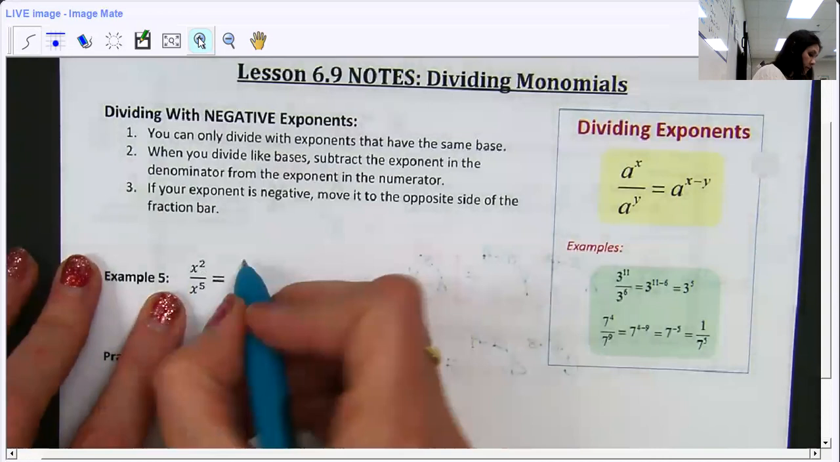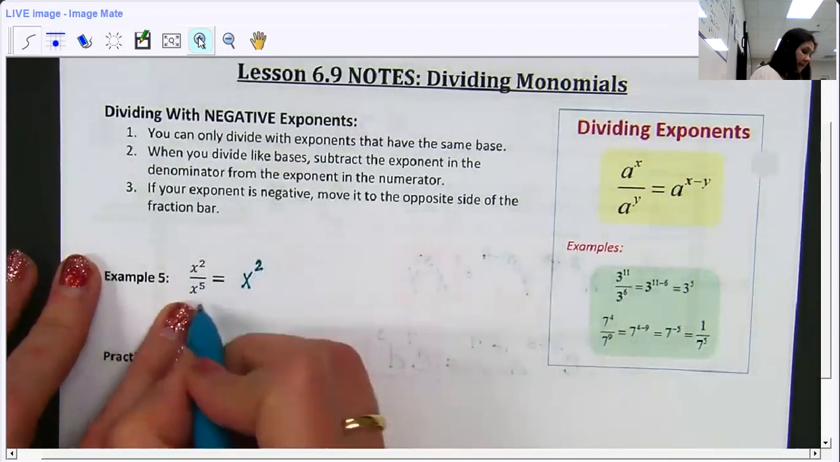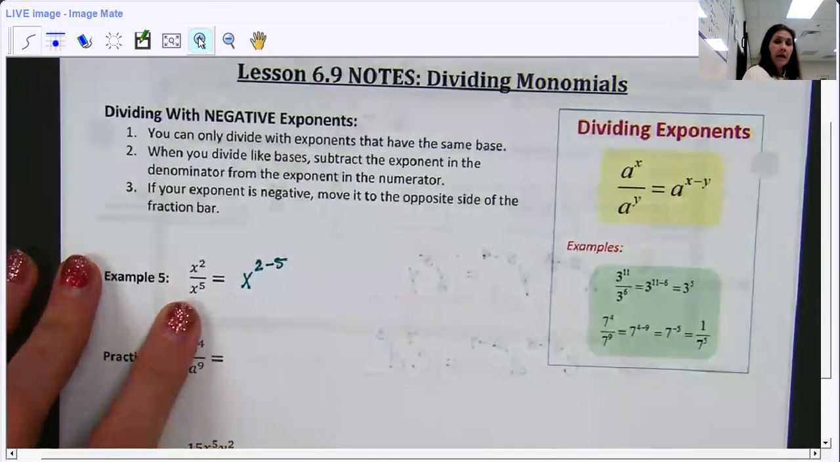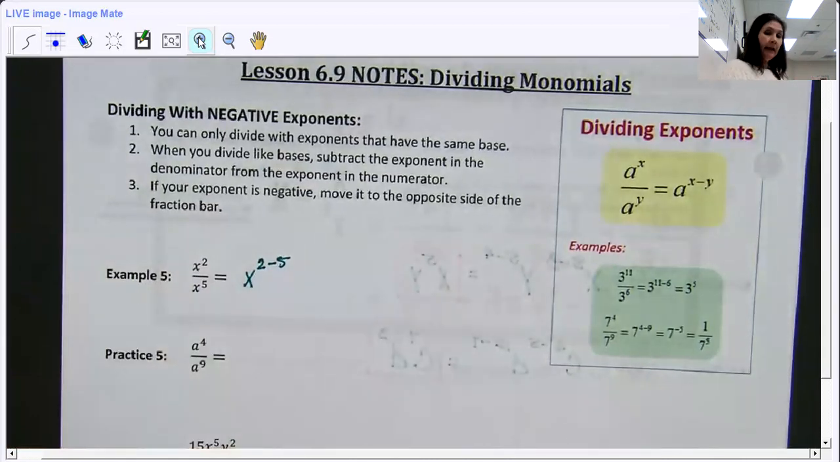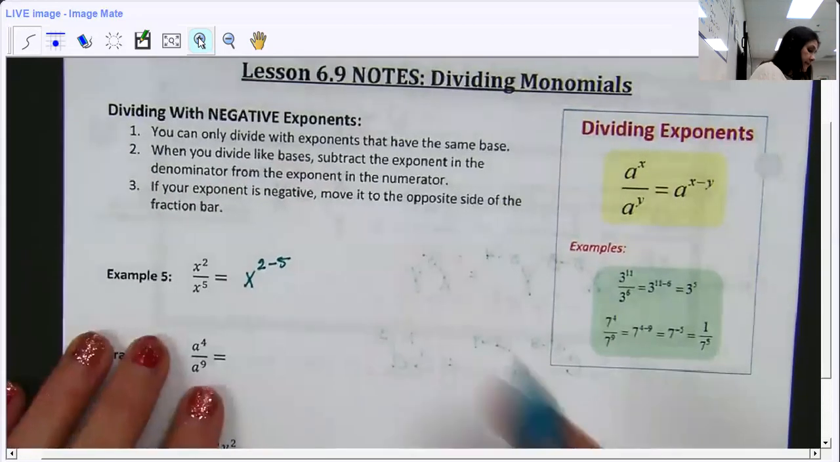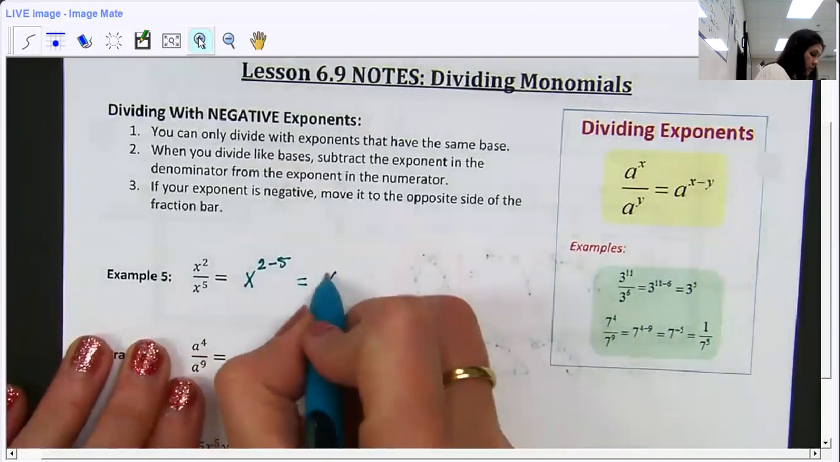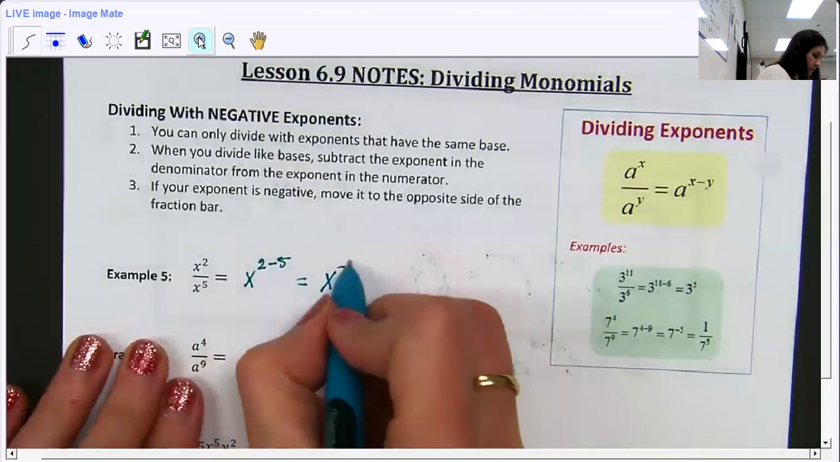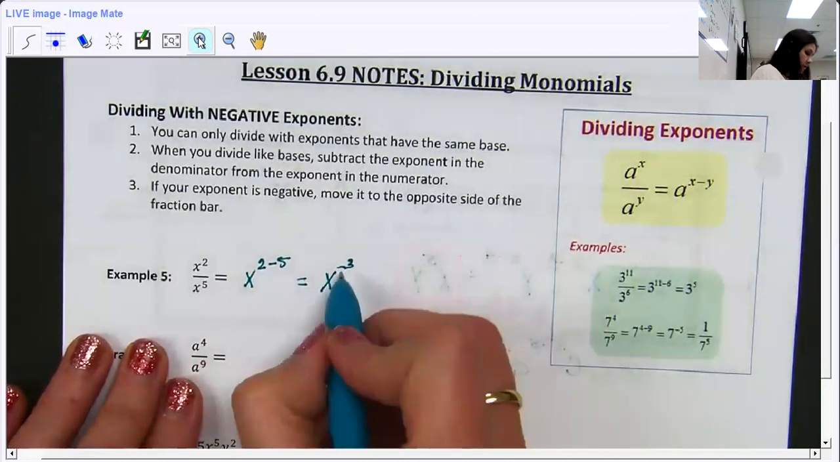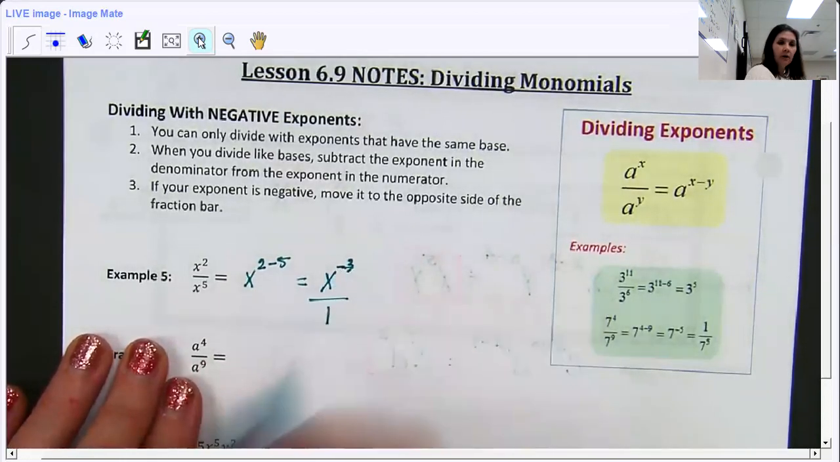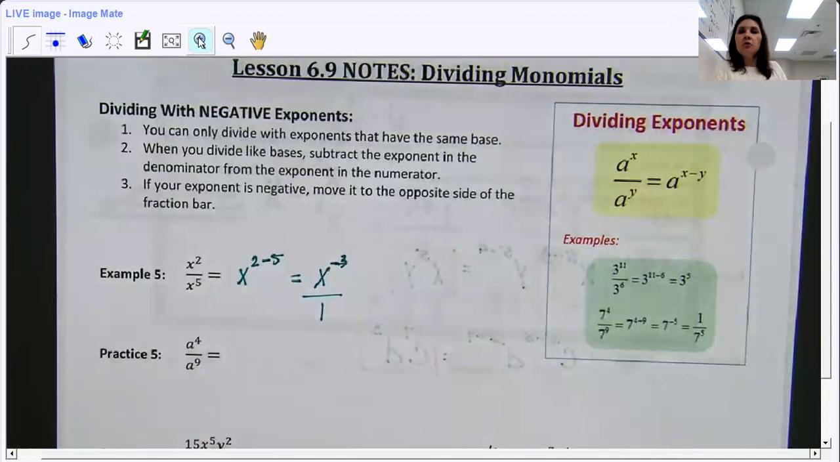I have x to the power of 2 minus the 5. When I do this, I'm actually bringing everything to the top of the fraction, so it all becomes the numerator. I don't do any moving around until I'm done. So when I subtract 2 minus 5, I get a negative 3. Now just imagine that there is a 1 under here. There's always a 1 under there. We just don't write it, nor do we see it. Just like when we have a variable of x, we know that there's a 1 in front of that x, but we don't have to write it.